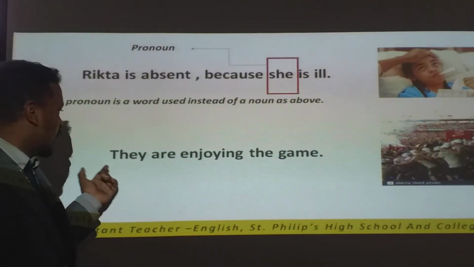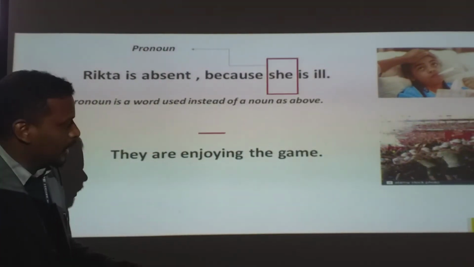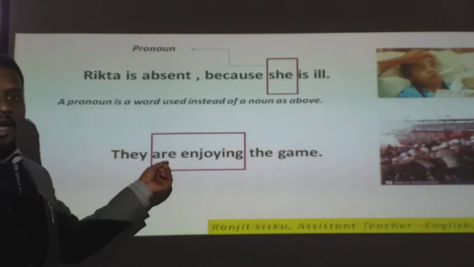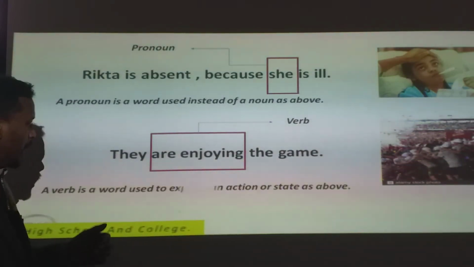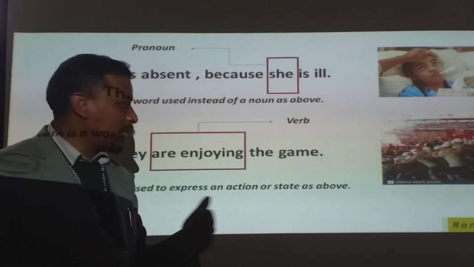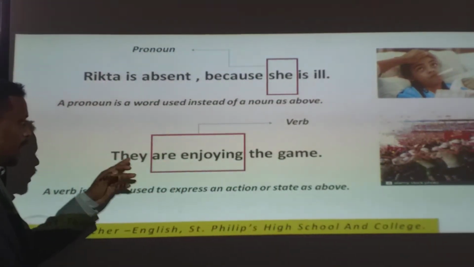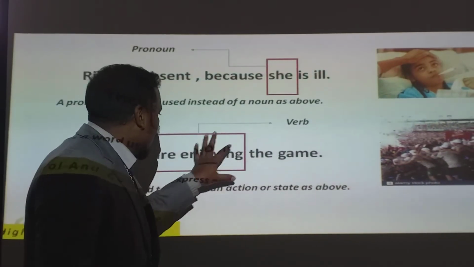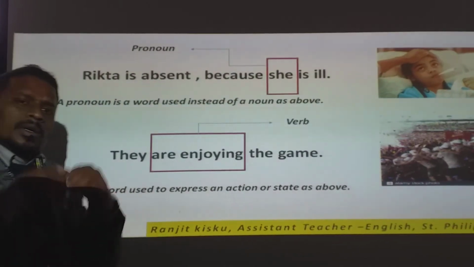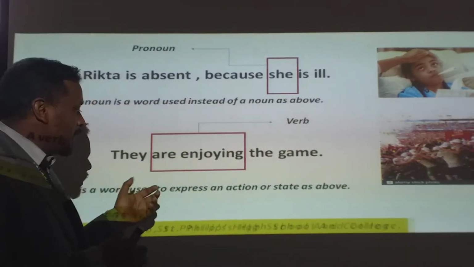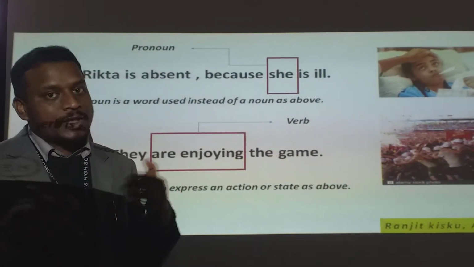Then, the fourth example you can see: they are enjoying the cane. Here, the highlighted words are enjoying, which is a verb, and a verb is a word used to express an action or a state, as mentioned above. Okay, so as you can see, are enjoying is a verb pattern, and a verb is a word, and these verbs are used to express action or state.